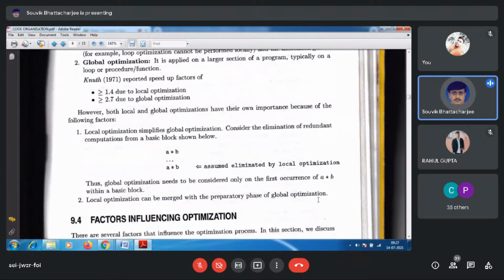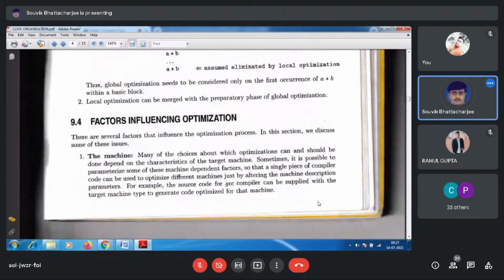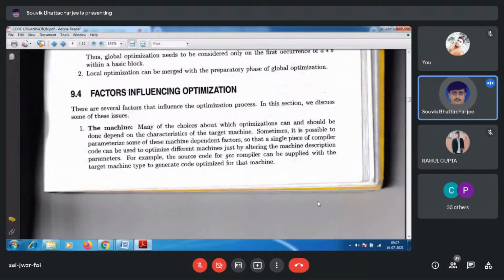And local optimization can be merged with the preparatory phase of the global optimization. That is, global optimization is nothing but the combination of the local optimizations in an efficient way. Now, next one, what are the factors influencing the optimization techniques?